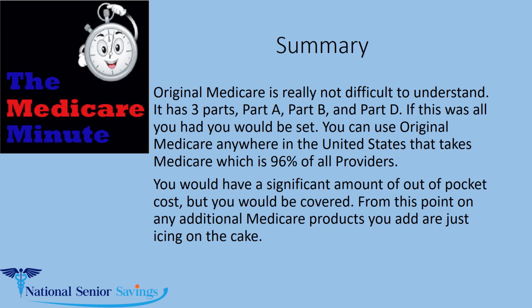So in summary, original Medicare is not really difficult to understand. It has the three parts, Part A, Part B, and Part D. And if this was all you had, you would be set. You would be covered and compliant. You can use original Medicare anywhere in the United States that takes Medicare, which is 96% of all providers. You would have a significant amount of out-of-pocket costs, though, and you would have to cover that.